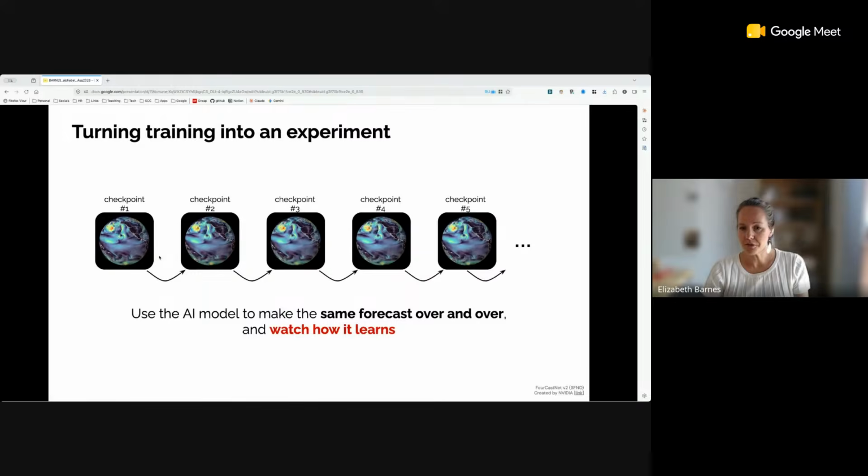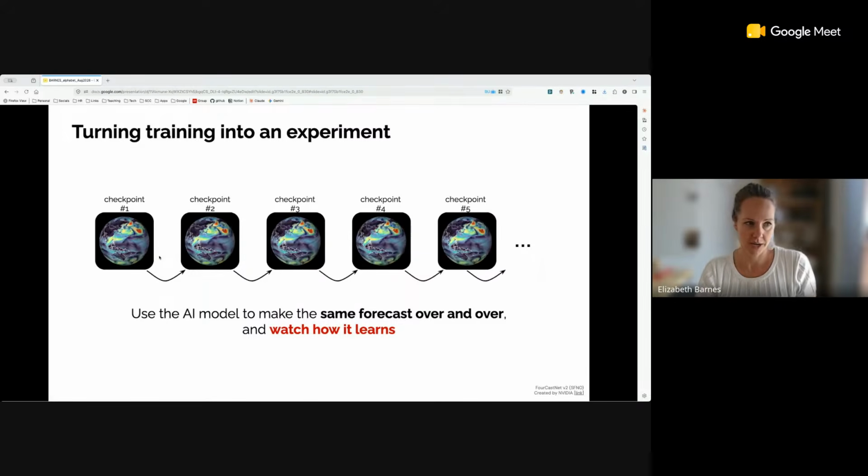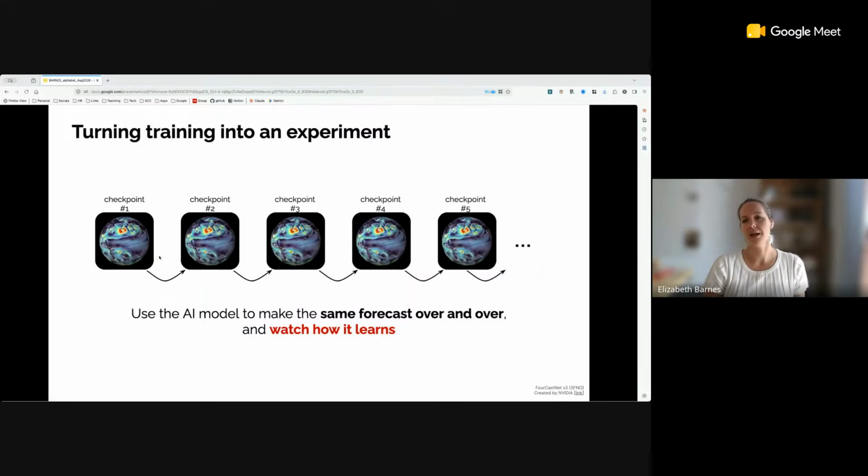And we're going to use the AI model to make the same forecast over and over again, and we're going to watch how it learns. So we're going to use a checkpoint. Here I'm referring to a checkpoint once the entire training set has gone through once, and we're going to make a forecast. And then we're going to go to checkpoint 2. So now we've seen the training data twice, and we're going to make exactly the same forecast. Not a new forecast, but for the exact same event. And then 3, and then 4.